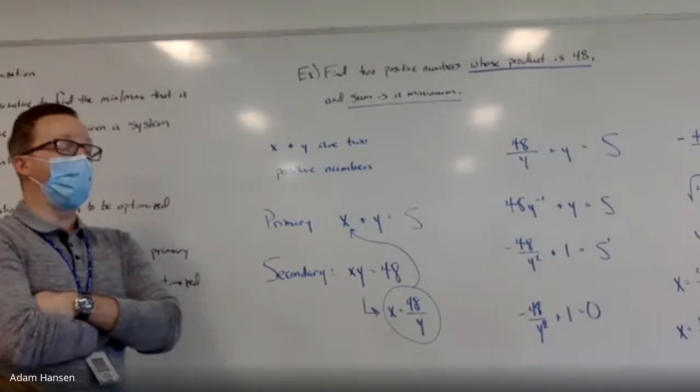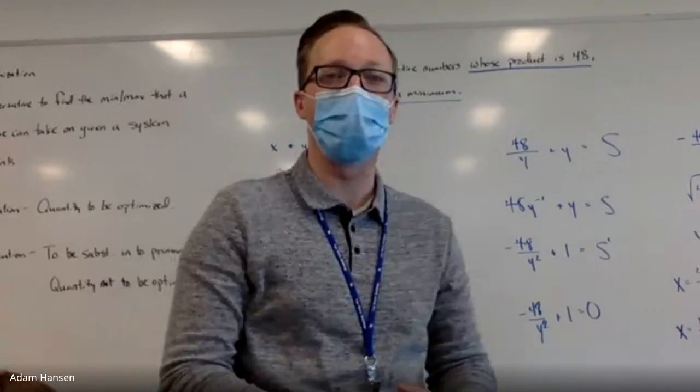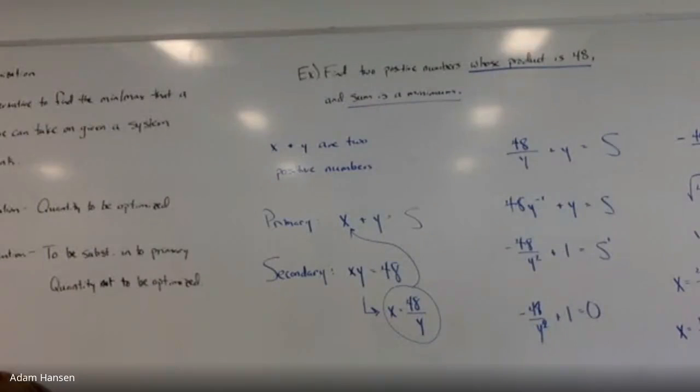The two numbers, x and y, are both 4 square root of 3. Their sum, and their product is 48. 4 square root of 3 times 4 square root of 3. Any other pair of numbers that has a product of 48 would have a sum greater than 8 square root of 3.